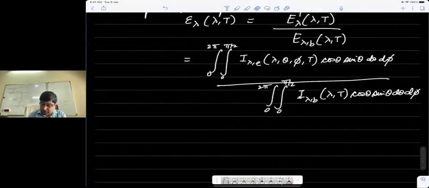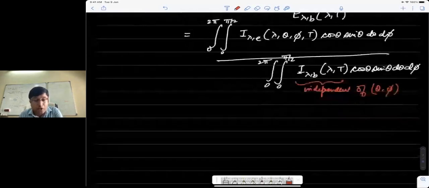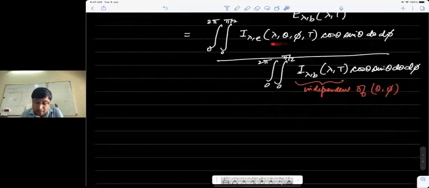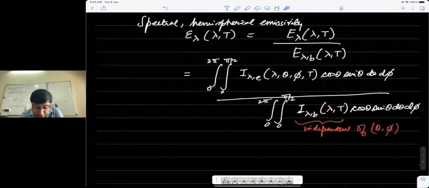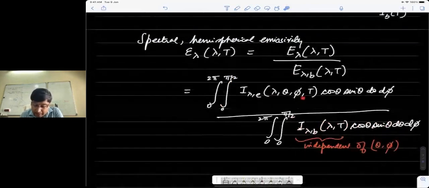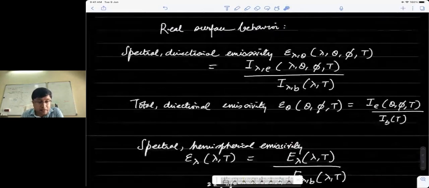The denominator has a very special nature, because we said that a black body is a diffuse emitter, so its radiation is independent of direction. So I lambda b is independent of direction, which means that I can take it out of the integral in the denominator and put it into the numerator. Because the integration is with respect to direction, not wavelength, I lambda e by I lambda b actually becomes the spectral directional emissivity. Can you see this? This will be the spectral directional emissivity.